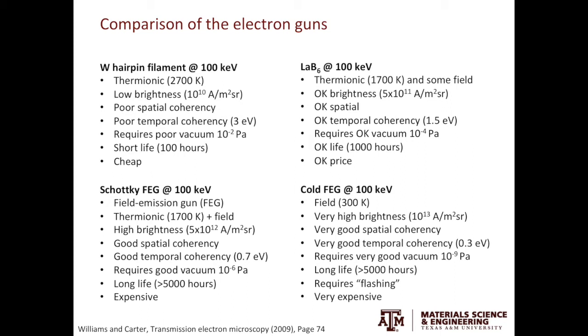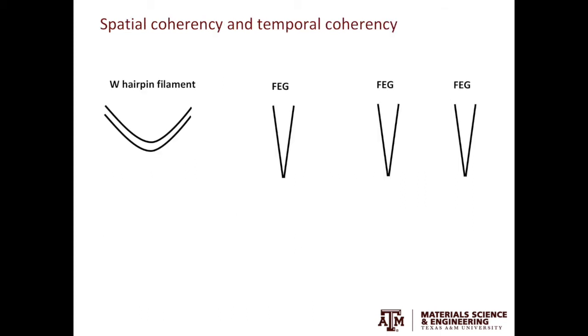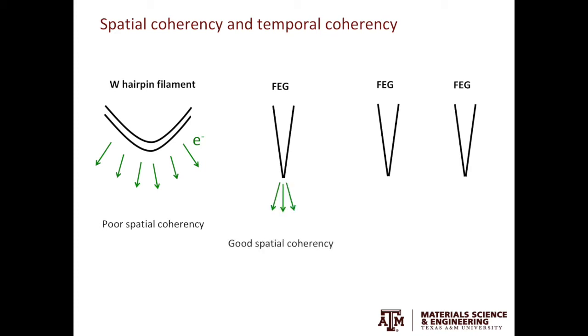In this slide, we talked a lot about the spatial coherency and the temporal coherency. So what are they exactly? Here is the illustration. For the tungsten hairpin filament, electrons can be emitted from pretty much anywhere from the filament. Therefore, it has poor spatial coherency. In contrast, the FEG electron source is very sharp, so electrons can only be emitted from the very tip. Therefore, they have good spatial coherency.